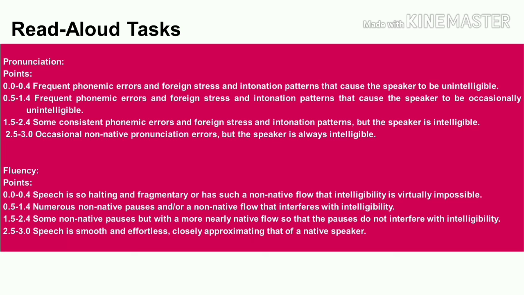And fluency. 0.0 to 0.4, speech is so halting and fragmentary or has such a non-native flow that intelligibility is virtually impossible. 0.5 to 1.4, numerous non-native pauses and a non-native flow that interferes with intelligibility. 1.5 to 2.4, some non-native pauses but with a more nearly native flow so that the pauses do not interfere with intelligibility. 2.5 to 3.0, speech is smooth and expressive, closely approximating that of a native speaker.